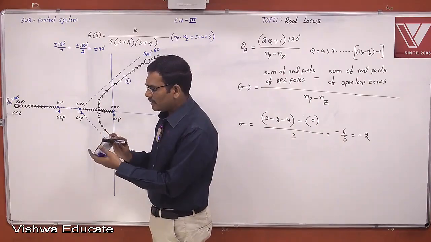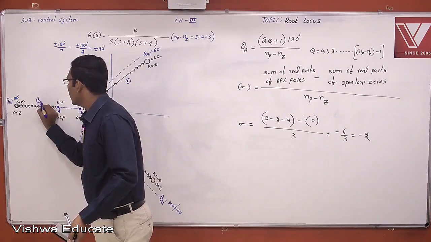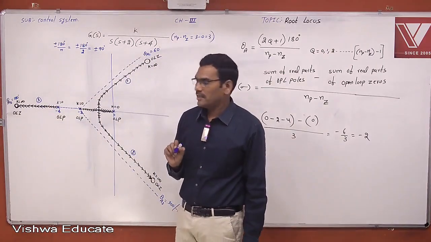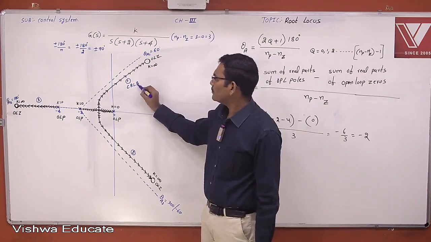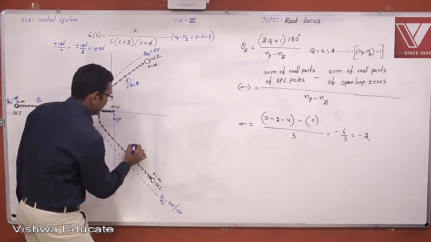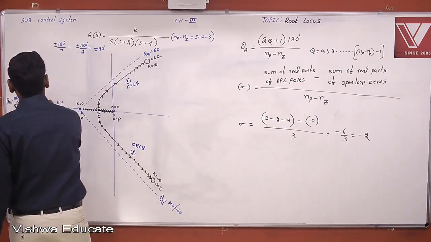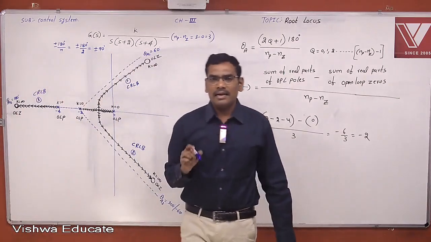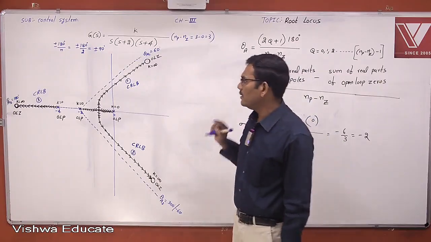This is another complete root locus branch. This is the first complete root locus branch, this is the second complete root locus branch, and this is the third complete root locus branch. What is a complete root locus branch? A complete root locus branch is a branch that starts at poles and ends at zeros.